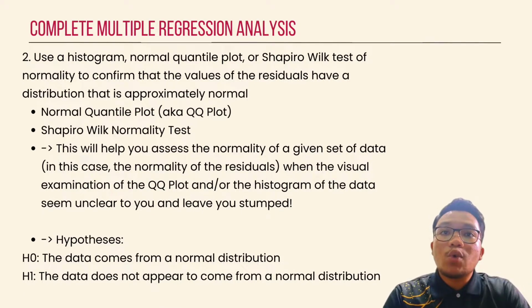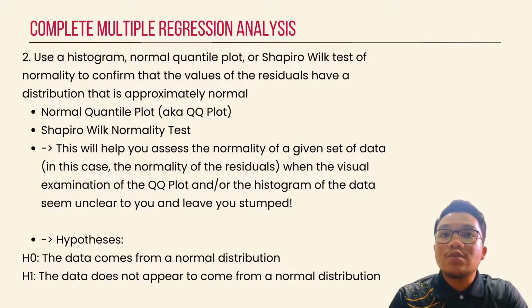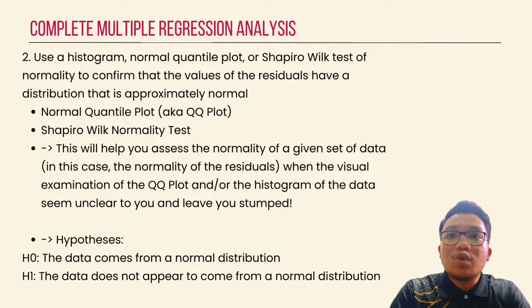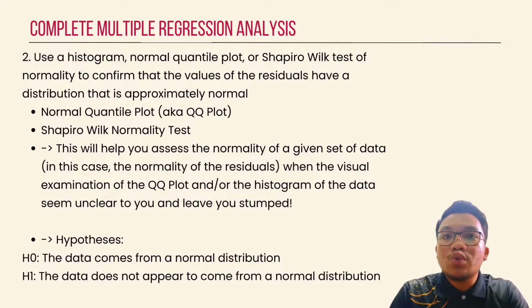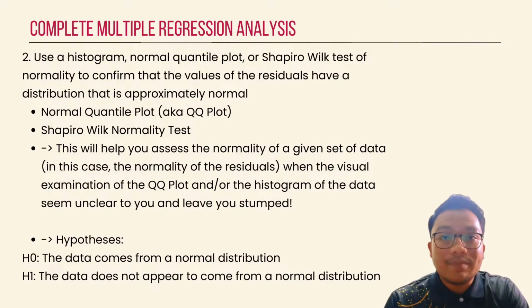Use a histogram, normal quantile plot, or Shapiro-Wilk test of normality to confirm that the values of the residuals have a distribution that is approximately normal. Normal quantile plot, also known as QQ plot, and Shapiro-Wilk normality test. This will help you assess the normality of a given set of data, in this case the normality of the residuals, when the visual explanation of the QQ plot and/or the histogram of the data seems unclear. Hypothesis: H0, the data comes from a normal distribution. H1, the data does not appear to come from a normal distribution.